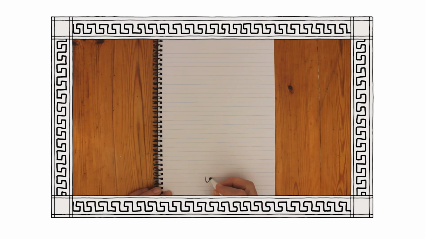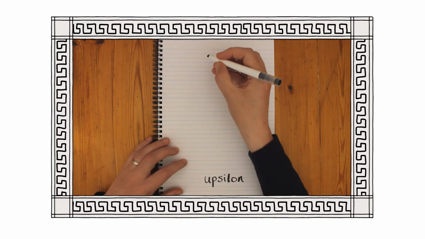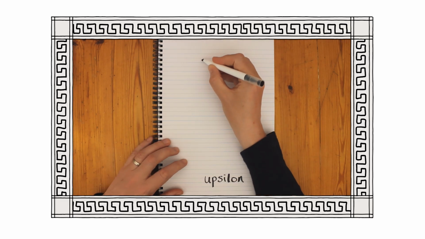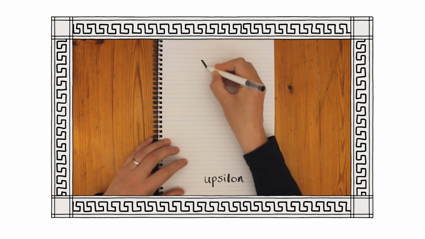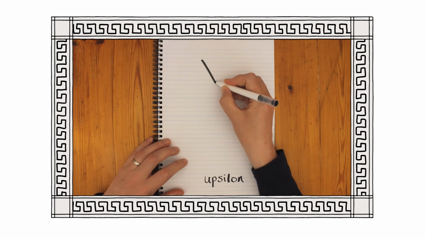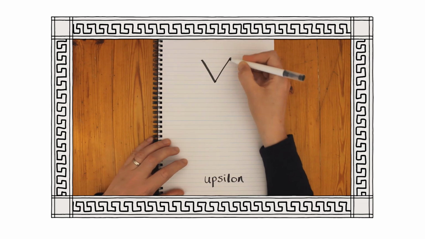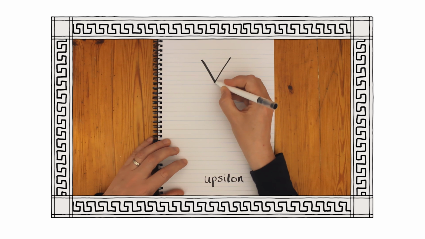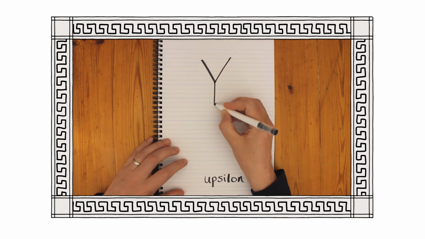Upsilon. We use this to represent U sounds and Y sounds, as Greek does not use a Y. The uppercase upsilon even looks like our capital Y. Start top left and draw a diagonal line towards the middle, where you stop and then come diagonally up towards top right. Come back to the middle and draw a vertical line downwards.